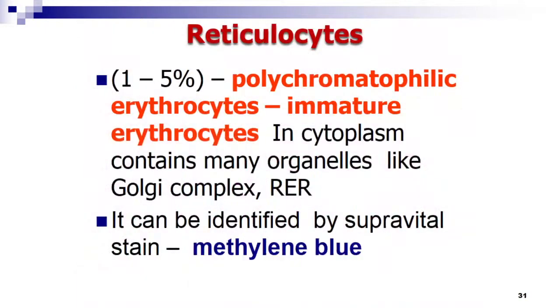Reticulocytes. A minute ago we talked about the difference between reticular cells and reticulocytes, and now you need to know the full name of reticulocytes, a type of erythrocyte. They make up around 1 to 5% of peripheral blood, sometimes up to 10%, and are named polychromatophilic erythrocytes. Immature erythrocytes contain in the cytoplasm many organelles like the Golgi complex, rough endoplasmic reticulum, and ribosomes. They can be identified by the supravital stain methylene blue.